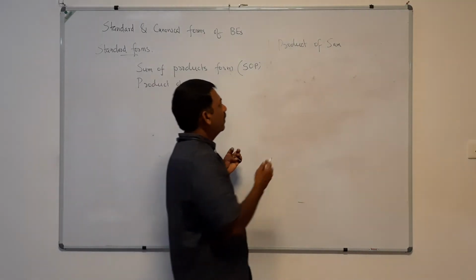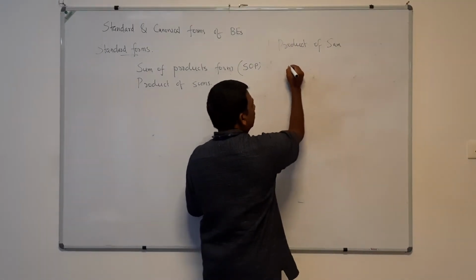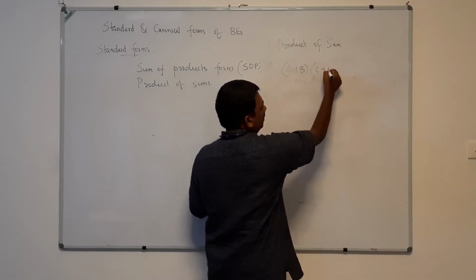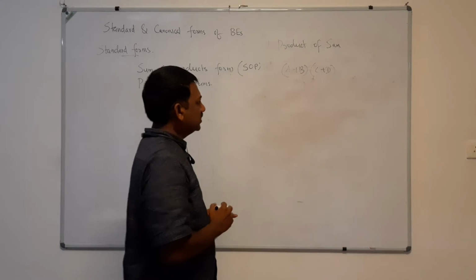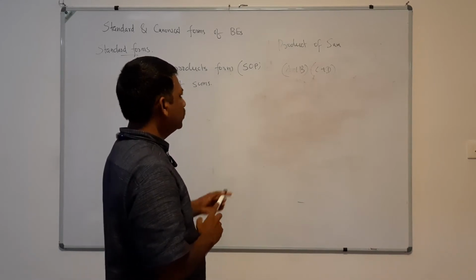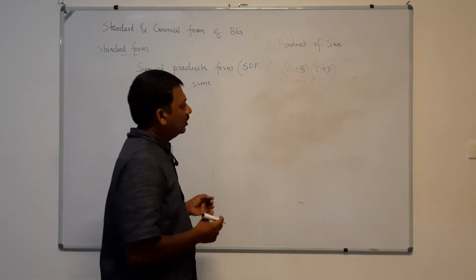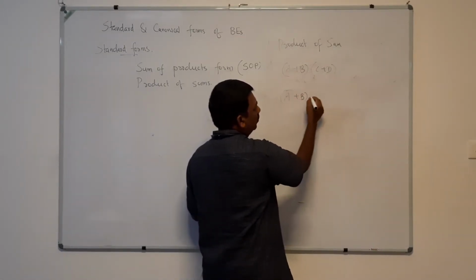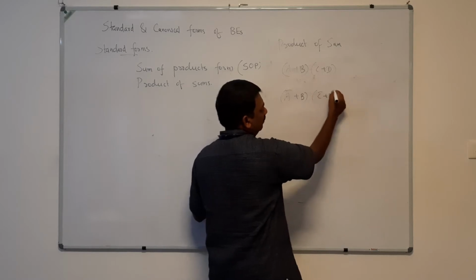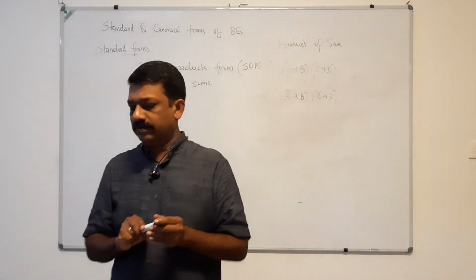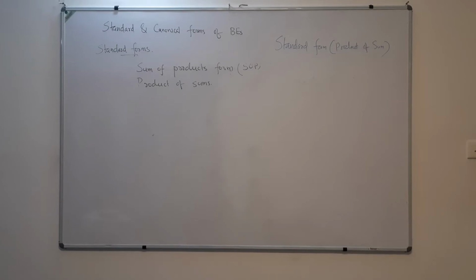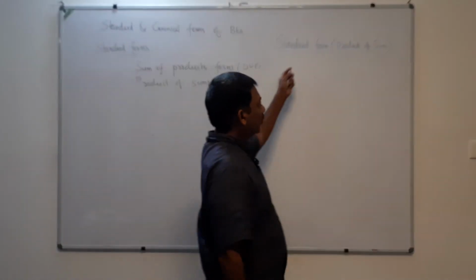For example, we can have a sum like A plus B into C plus D, or we can have A bar plus B into C bar plus D. Standard form product of sum.